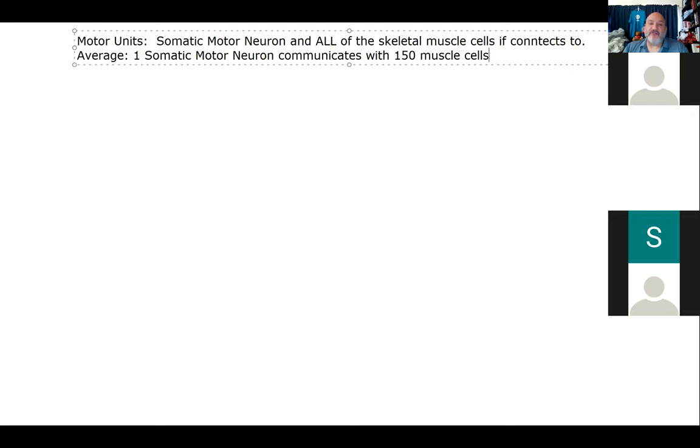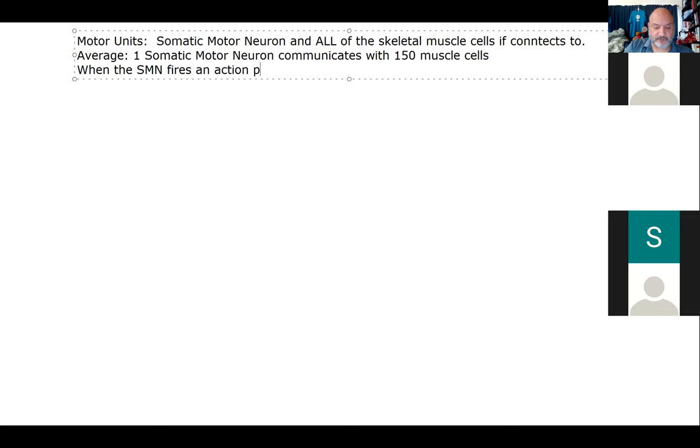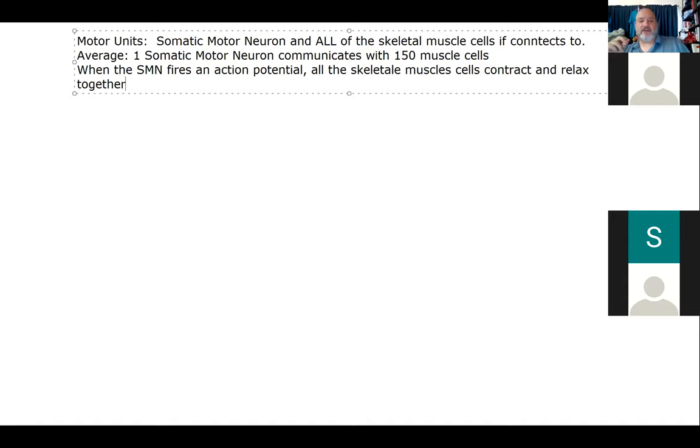Obviously, if you've got thousands of muscle cells all connected to one somatic motor neuron, that's not going to give you a lot of precision, but it's going to give you a tremendous amount of power and strength for jumping or kicking or punching or things along those lines. Because that's the other key component of the motor unit: when the somatic motor neuron fires an action potential, all the muscle cells contract and relax together. So when one fires, all fire, right?